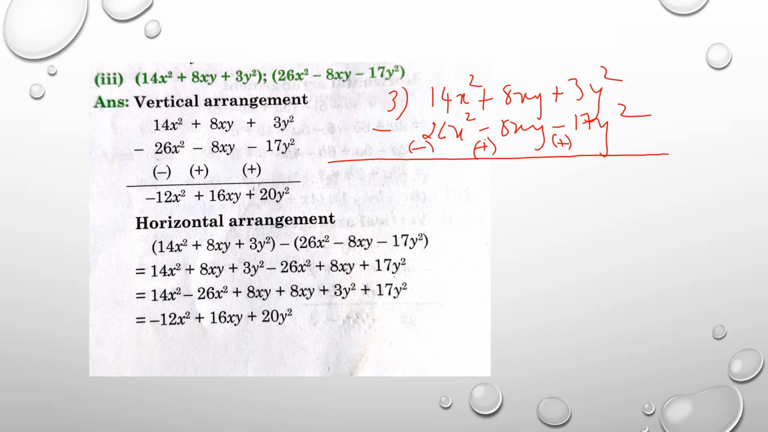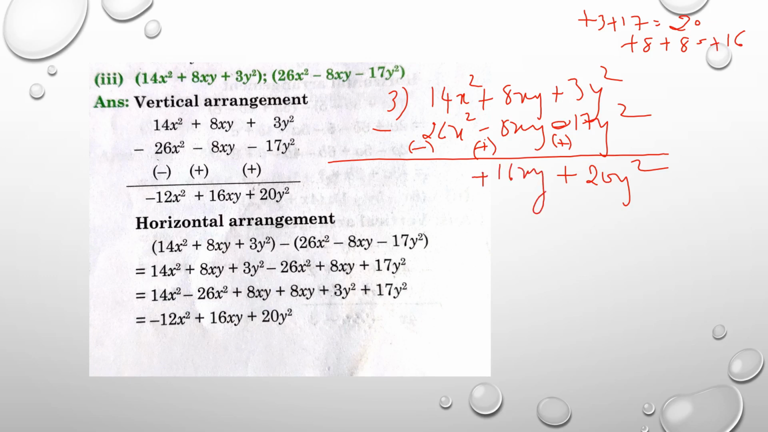Okay, now let's do plus 3 plus 17. You don't have to consider this minus sign. Okay, so plus 3 plus 17 is what? 20. Okay, so plus 20y square. Now plus 8 plus 8. So plus 8 and plus 8 is what? 16. So plus 16xy.